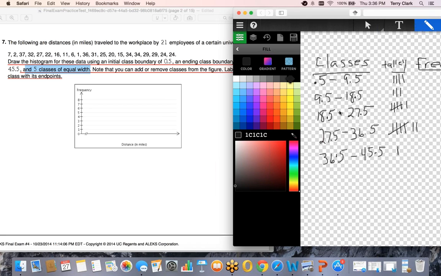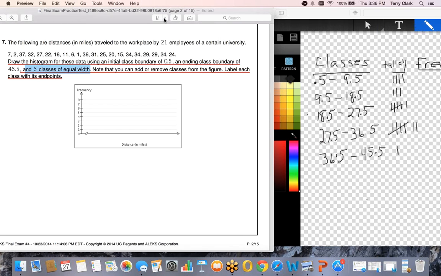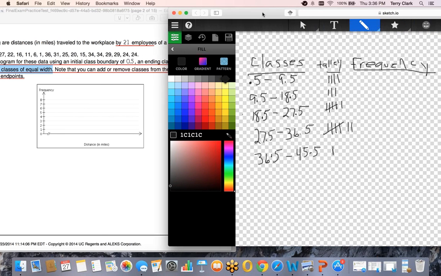Okay, now the next thing we want to do, to double check our work to make sure that we didn't miss out on anybody. The original problem says that there are 21 employees. So we need to count those tallies and make sure that there's 21 of them in our total. The only reason we're doing that is because we just want to make sure we got 21.